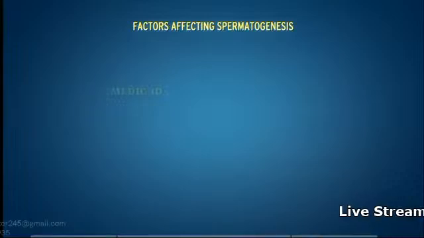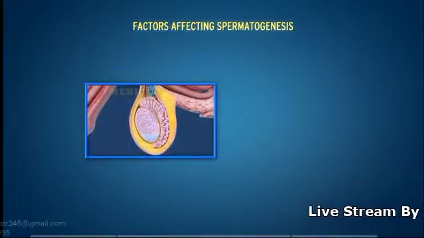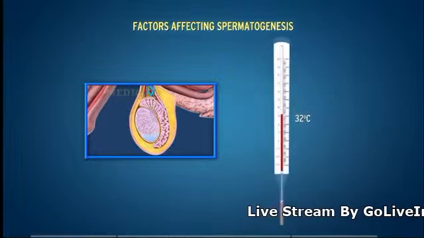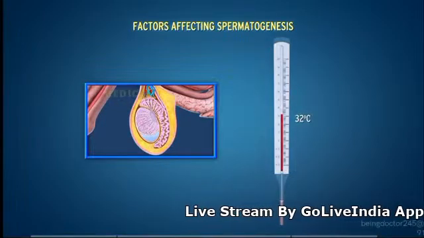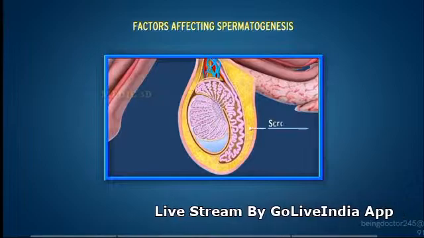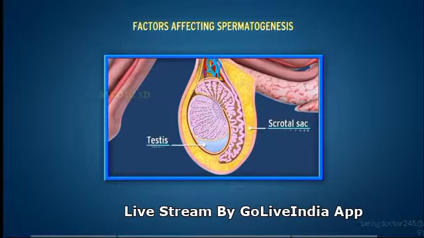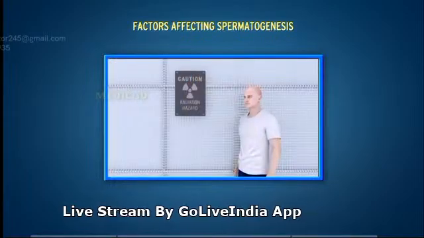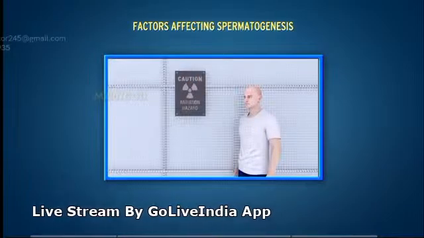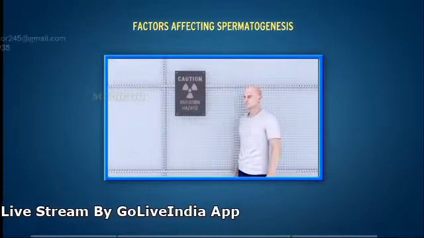In addition, temperature of the testis is also important for the spermatogenesis. 32 degrees centigrade is the ideal temperature for the development of the sperms, which is maintained by a scrotal sac that encloses the testis. Exposure to harmful radiations like X-rays bring down the normal production of sperms.